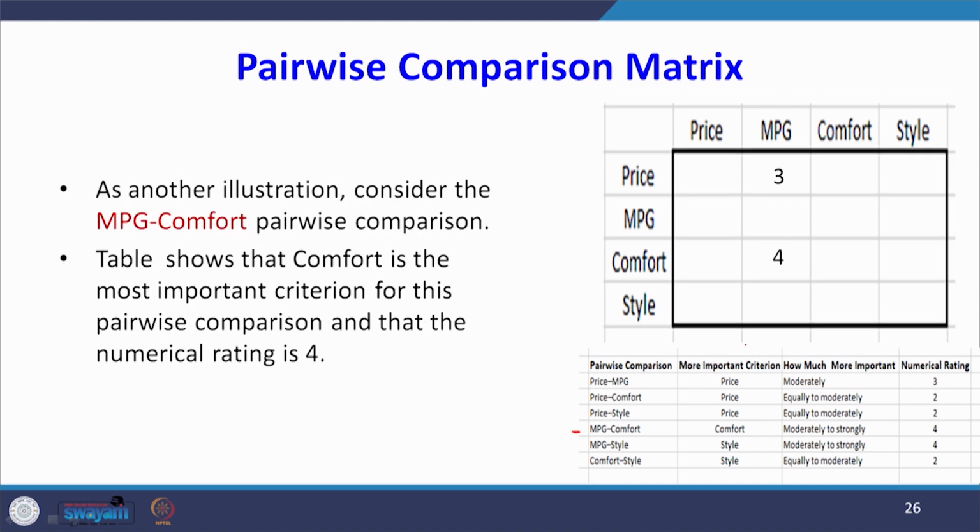As another illustration, consider miles per gallon and comfort. Where is miles per gallon? Here, this is miles per gallon and comfort. Which is more important? Comfort is most important. How much score? It is a 4. So, we have to pick this comfort row. So, corresponding to miles per gallon, you have to enter this 4. Okay. So, the table shows that comfort is the most important criterion for this pairwise comparison and the numerical rating is 4. That is why we have given 4.